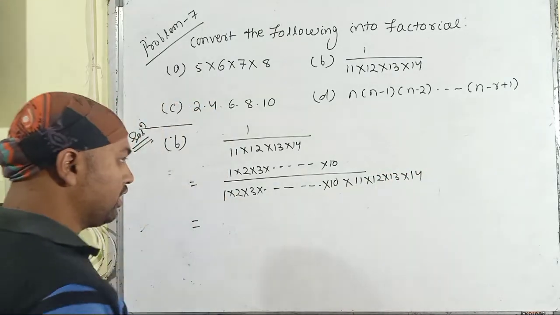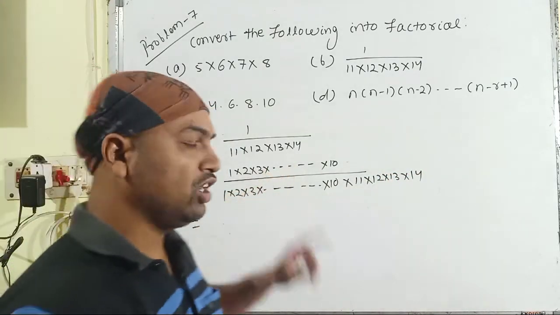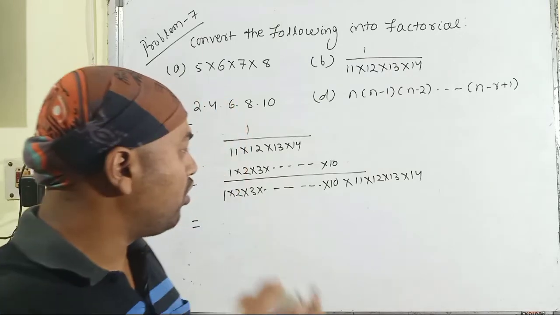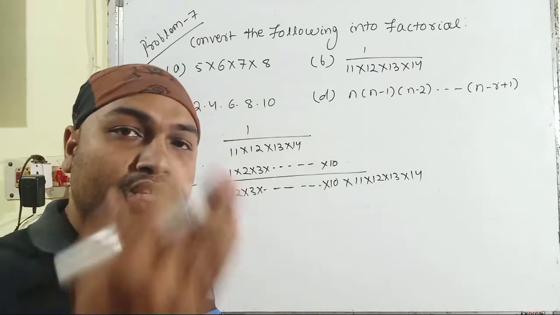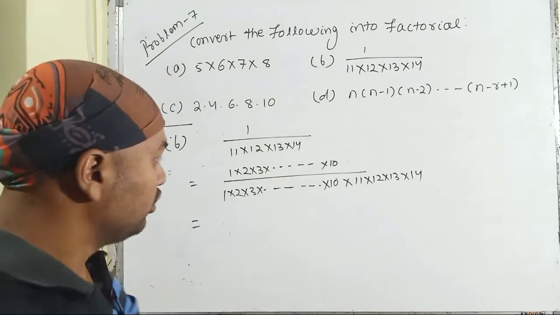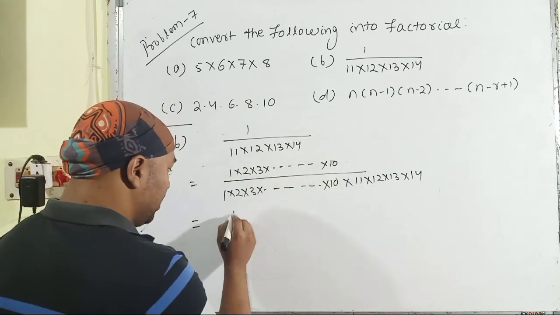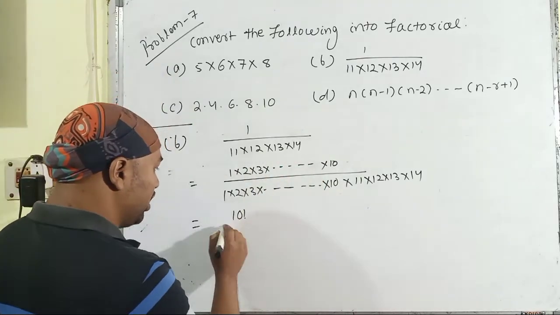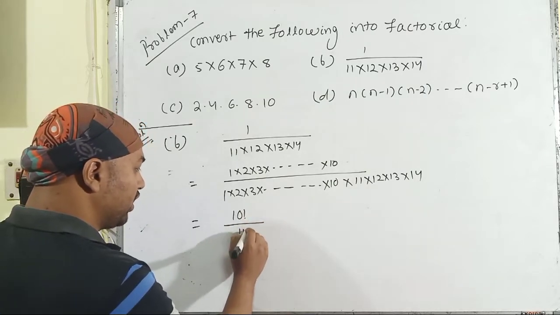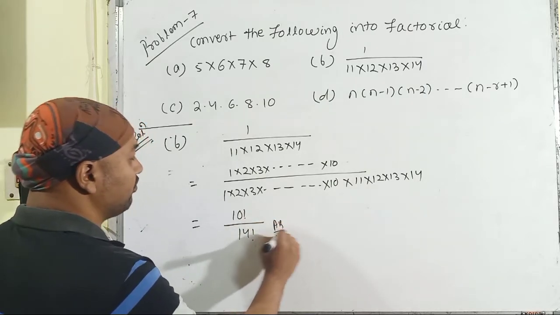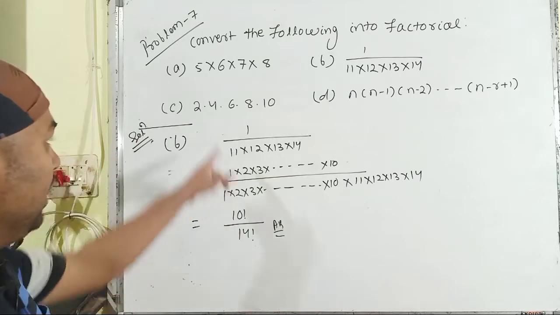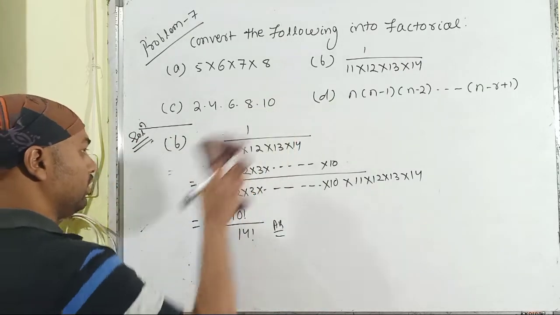Now you can say that both numerator and denominator are in the form of a continued product starting from 1. So the numerator will be 10 factorial and the denominator gives us the result of 14 factorial, and this is the answer for you. Then moving towards the third bit.